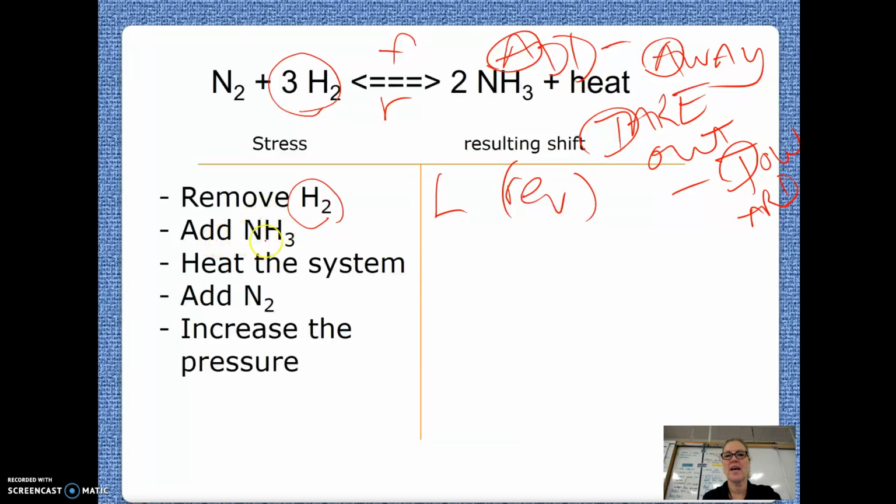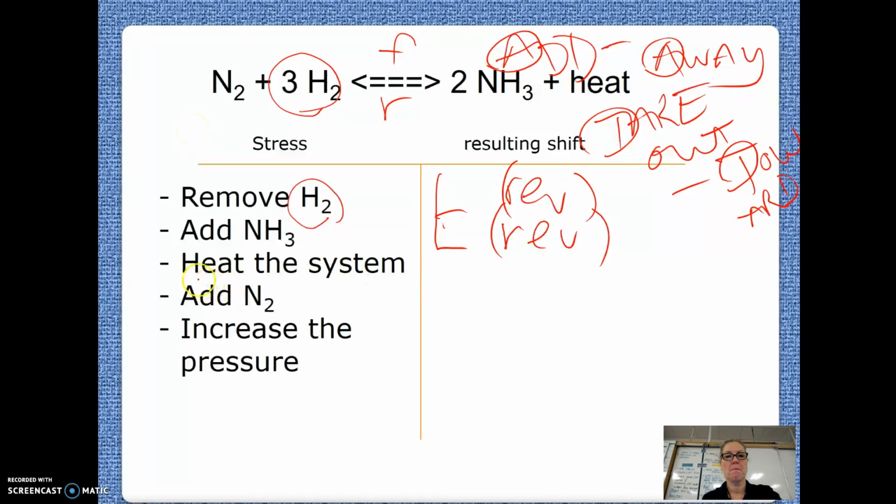What if your stress is to add NH3? Then that would be add away. When you add something, it goes away from what you added, so that'll also be a shift to the left, favoring the reverse. Remember, add away, take out toward. So when I took out the H2, it moved toward the H2. When I added the NH3, it moved away from the NH3.